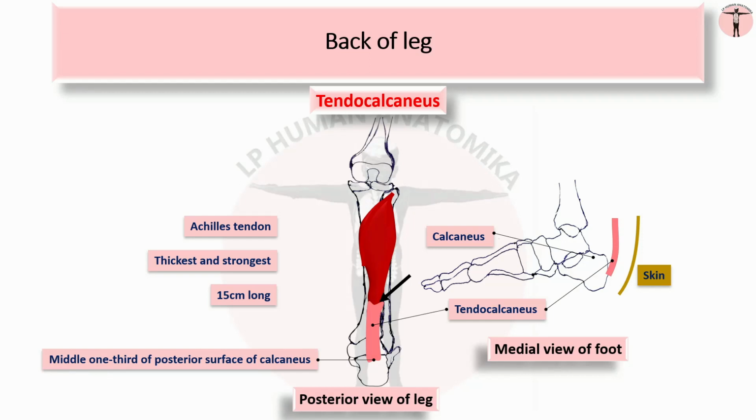It is related to two bursae, calcaneal bursa between calcaneus and tendocalcaneus. This bursa is prone to inflammation in long distance runners. The second bursa is the adventitious bursa located between the tendocalcaneus and the skin.